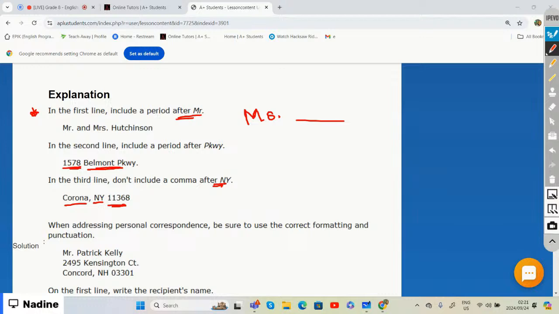Right? So, in the first line, you need to write who you're addressing it to. It's either Mr. someone, Miss someone, and the surname. Mr. and Mrs. and the surname, depending on who you are sending the package to. In the second line, we have basically a house number and the street name.